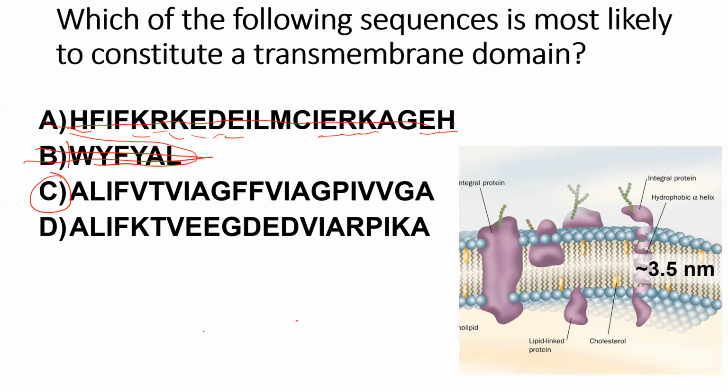All right. With D, we have a similar situation. We can sit and look at this, and we can see several charged and polar amino acids incorporated into that. So we can cancel that out. And C is the correct answer, because if you look, these are all largely nonpolar residues with nonpolar side chains, which would be compatible with the nonpolar region of the lipid bilayer.